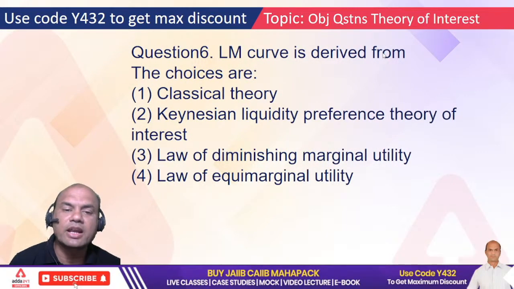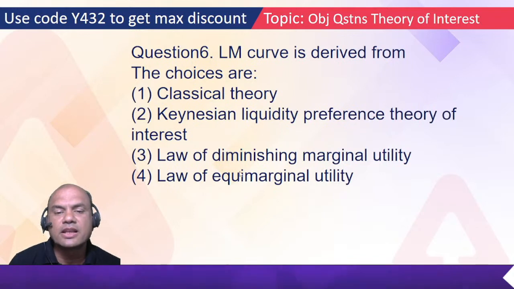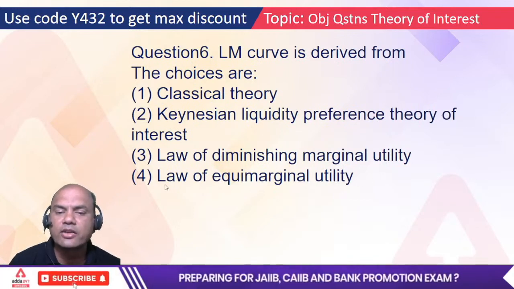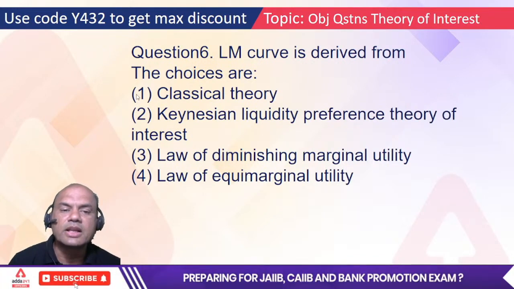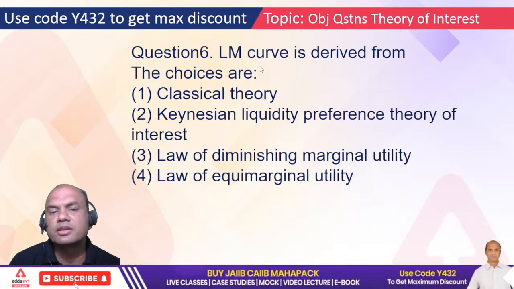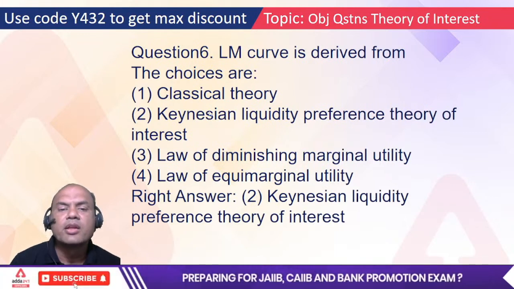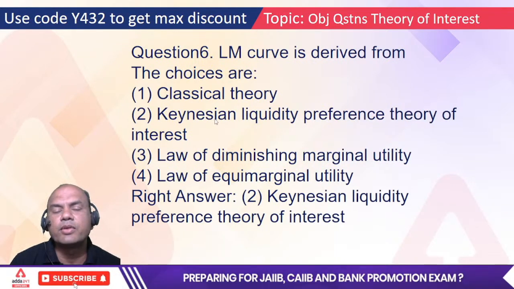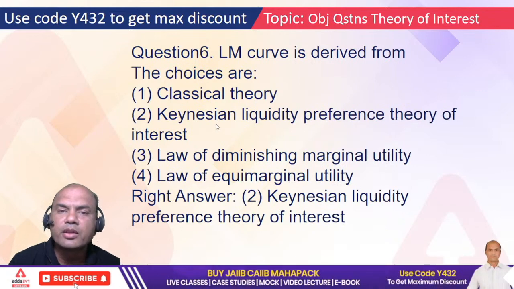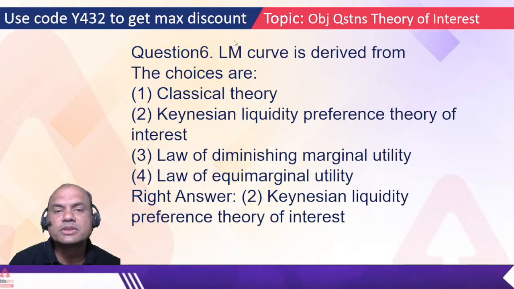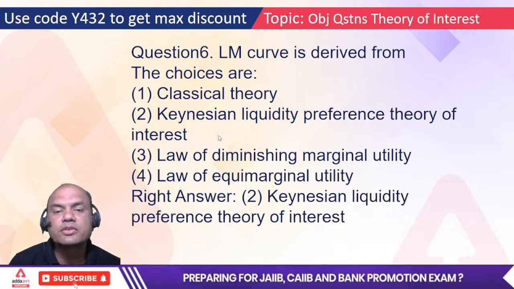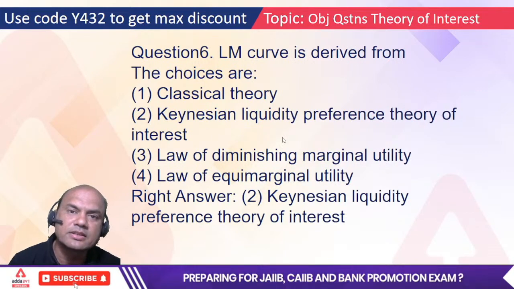And now second part. LM curve is derived from again classical, Keynesian, and the remaining 2 are out. Diminishing and equimarginal. Okay, so classical is over here. So this Keynesian theory will be for LM, right? Keynesian. Why? What does Keynes define? He defines everything in terms of money. What did I say about LM curve? LM curve is about businessmen. So businessmen are always concerned about money. So they'll definitely come from the Keynesian theory, isn't it?